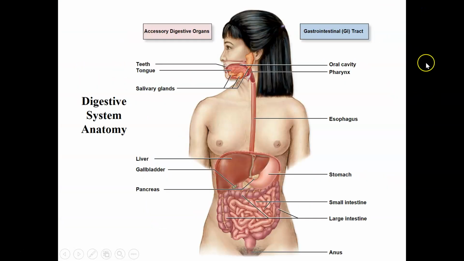Okay, so this slide shows basically what was illustrated in that short video. As far as the anatomical structures involved, the accessory organs are the teeth, tongue, and salivary glands associated with the oral cavity, and the liver, gallbladder, and pancreas associated mostly with the intestines. On the right side of the slide are listed the main segments I mentioned before: oral cavity and pharynx in the head and neck, esophagus passing through the thorax, and the stomach, small intestine, and large intestine, which are extremely long segments of the alimentary canal located within the abdomen.